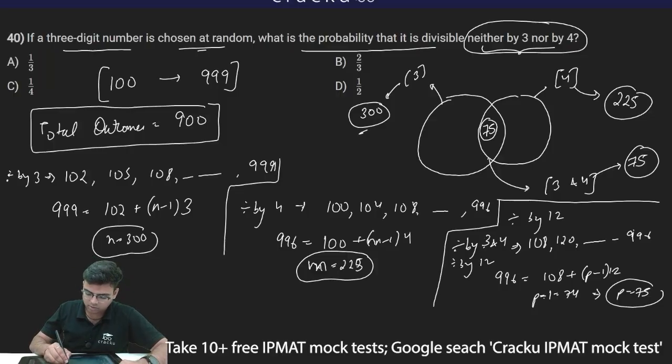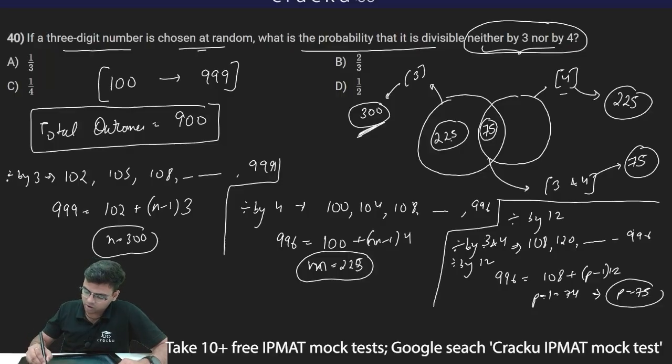What are the total 3-digit numbers which are divisible by 3? It is 300. Now 75 are already there, so the numbers which are only divisible by 3 is 225. Because this 300 represents all the numbers which are divisible by 3, so this includes the 75 plus 225, which is 300. But these 75 are divisible by 4 as well, so we cannot consider them in the only divisible by 3 part.